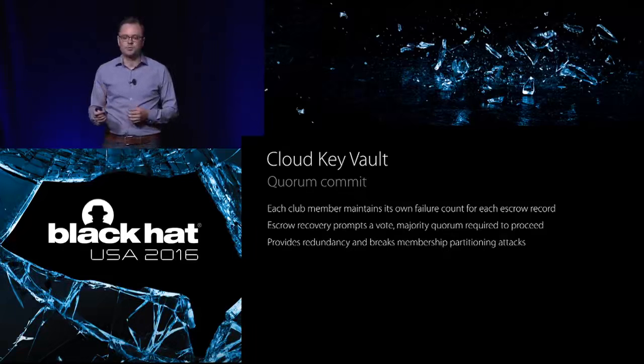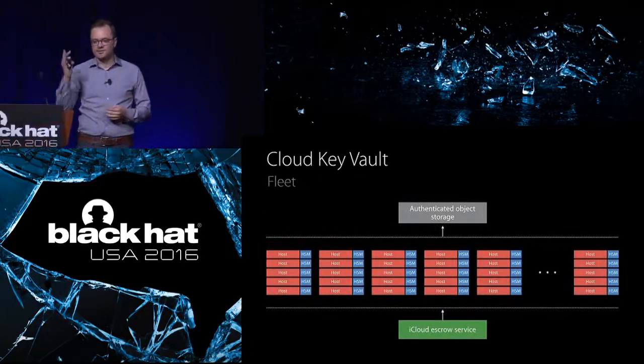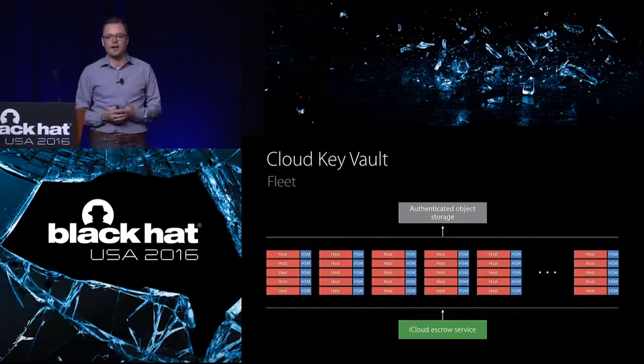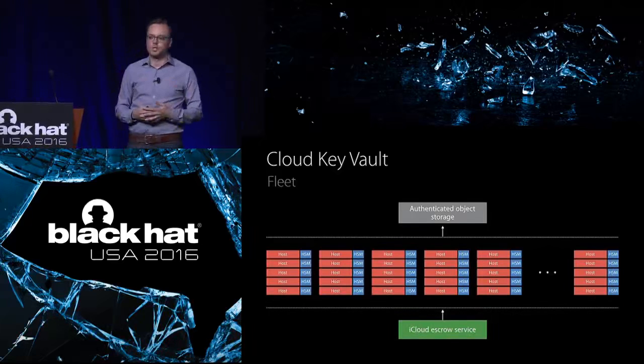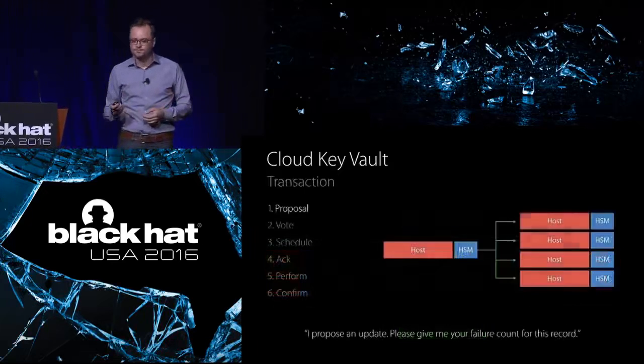So this provides both redundancy and breaks membership partitioning attacks. Here's how it works. This, by the way, is the overall Fleet design. So the Fleet is partitioned in these clubs of 5 units. There's authenticated object storage in the back, and then there is an iCloud escrow service proxy in the front.